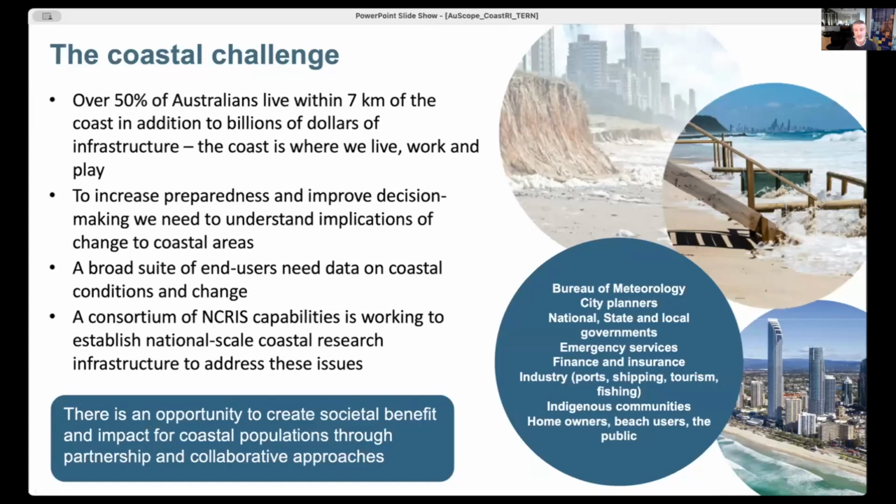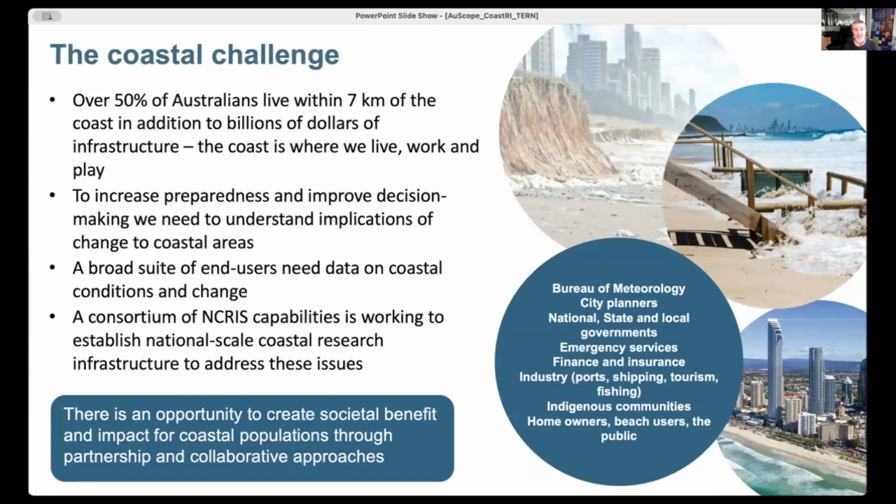The other part of the problem is that there are so many organisations and groups, from federal authorities to state authorities to local council authorities to local land management groups and local catchment management authorities, that all have a stake in how we monitor and manage the coast, and all of them have an interest in how we collect data. So that also creates opportunities, but it also creates many challenges for us.